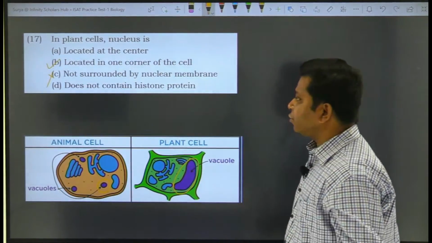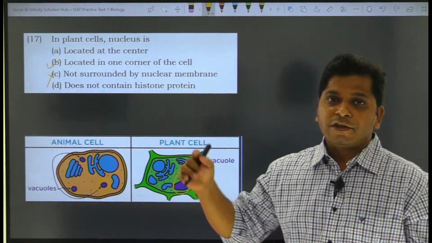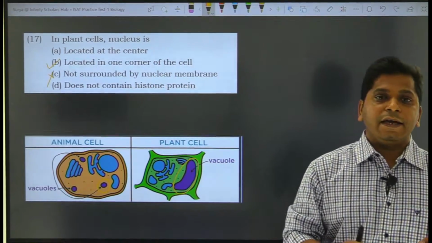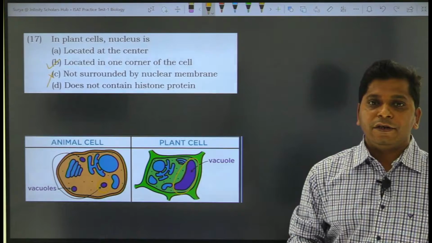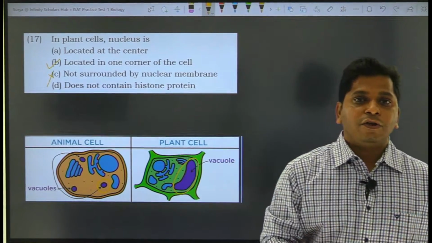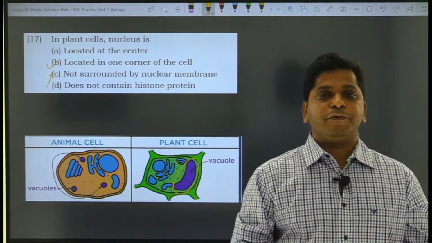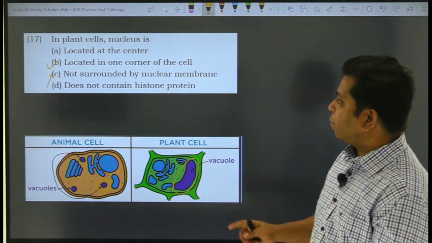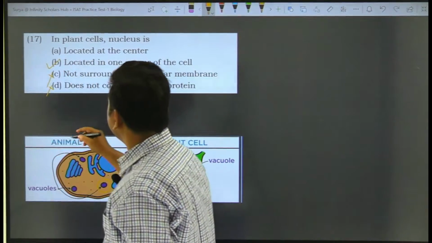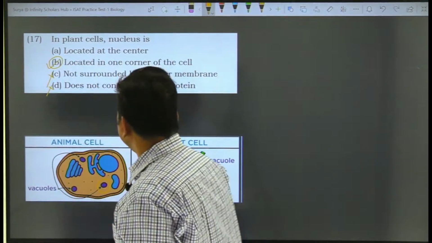Does not contain histone protein. It contains histone protein to wrap up the DNA, as we just talked about in the first question. Only in case of prokaryotes, again in bacteria, the protein which is used to wrap up the DNA is a non-histone protein. But other eukaryotic cells, they contain histone protein to wrap up their DNA. So, plant cells also contain histone protein. So, this option is also incorrect. Okay. So, the option which is therefore going to be correct is option B.